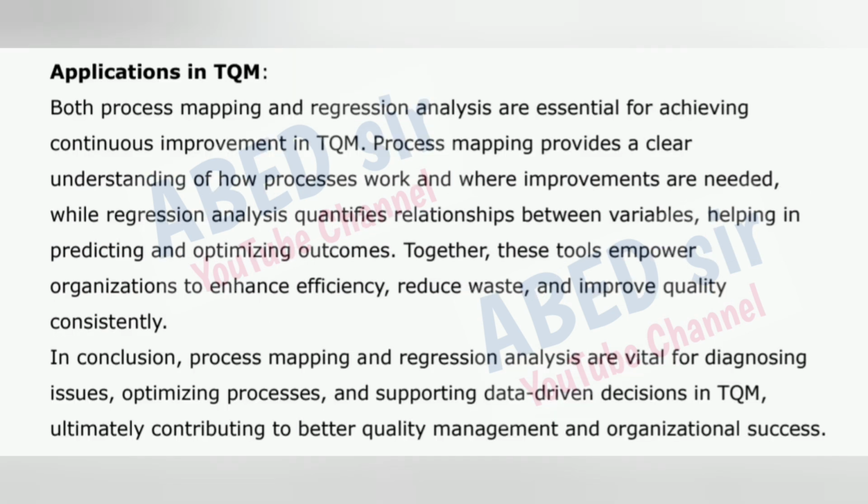Applications in TQM. Both process mapping and regression analysis are essential for achieving continuous improvement in TQM. Process mapping provides a clear understanding of how processes work and where improvements are needed, while regression analysis quantifies relationships between variables, helping in predicting and optimizing outcomes. Together, these tools empower organizations to enhance efficiency, reduce waste, and improve quality consistently.